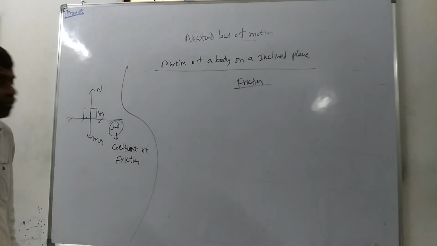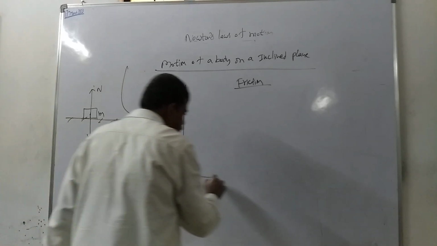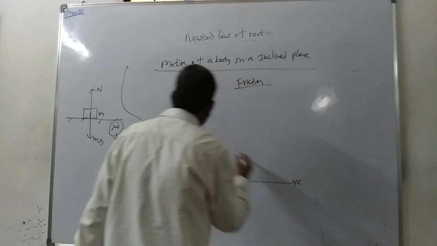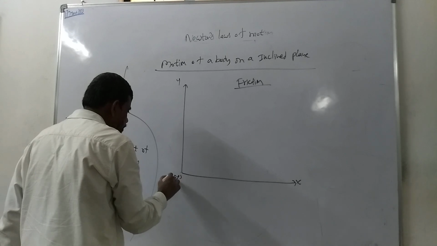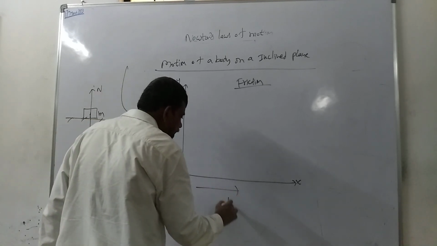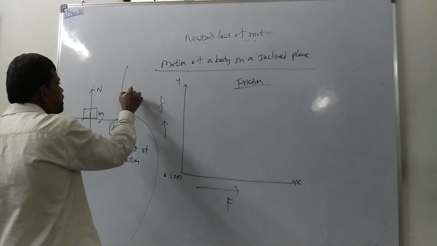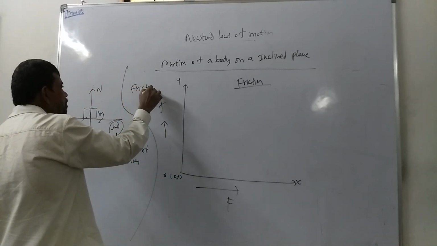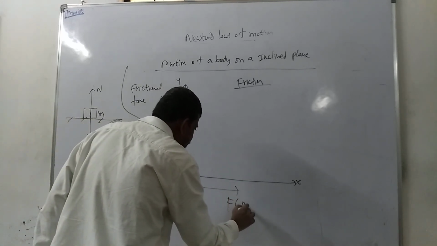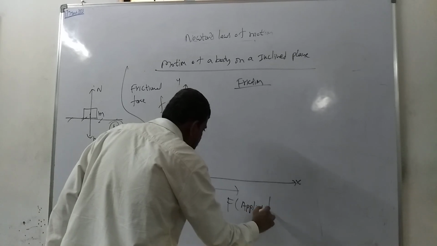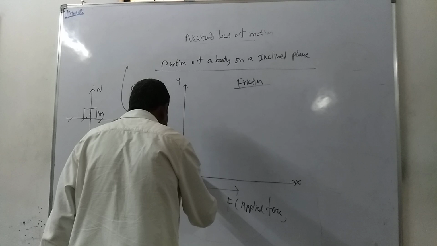Okay, now before going to this, observe one graph. This is the x-axis, this is the y-axis, and this is the origin. This is the applied force, and this is the frictional force. So the graph is like this. Just remember this graph.